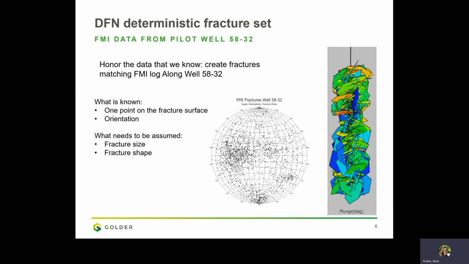But for whatever information we have about this model, we do want to incorporate that. So when we build our DFN, we'll have two components to this. We'll divide up the fractures into what we call a deterministic fracture set. Those are ones where we know the positions of, and so for fractures intersecting the well, we'll put those in the deterministic fracture set. But for fractures away from that well control, we'll put those in what's called a stochastic fracture set, where their position and orientation, as well as their size and shape, are randomly distributed.